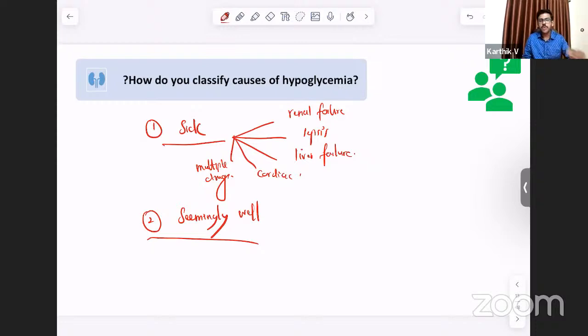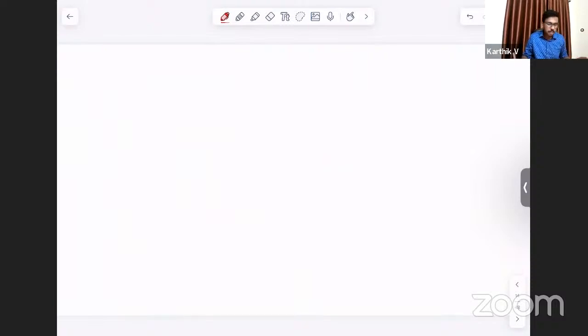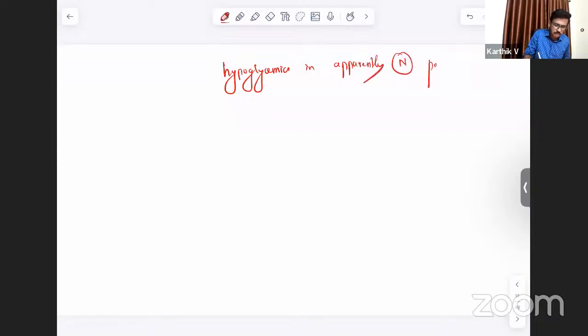Whereas a patient comes to your OPD with a history suggestive of multiple hypoglycemic episodes, or if the patient is admitted for some other reason in your hospital but now is reporting hypoglycemic symptoms and is a seemingly well individual, then you have another set of causes. Okay, so in this session, I'm dealing mostly with hypoglycemia in an apparently normal person. Of course, in this discussion, I am excluding patients with diabetes.